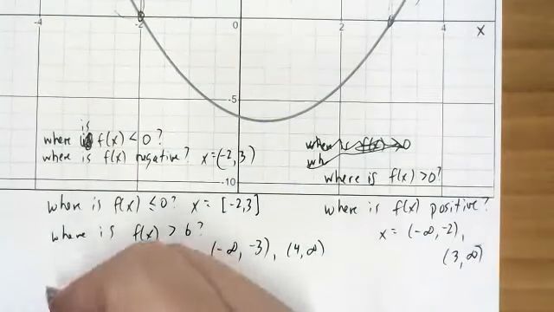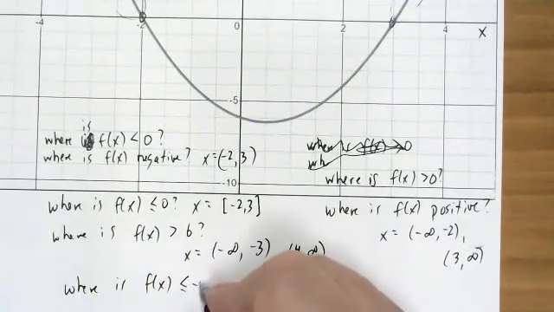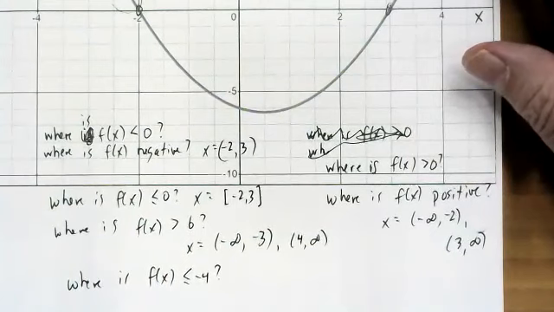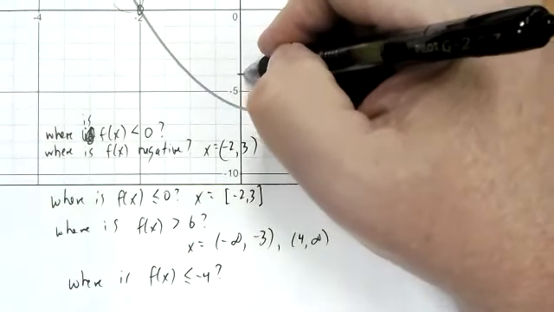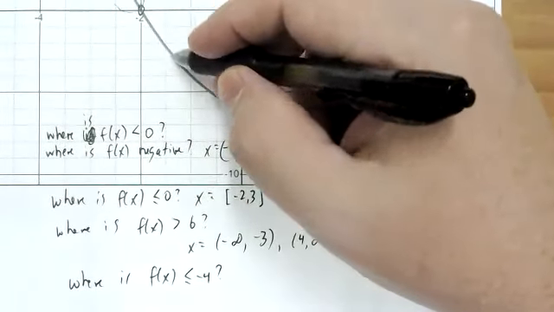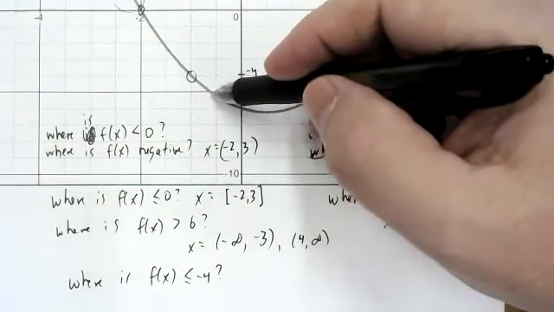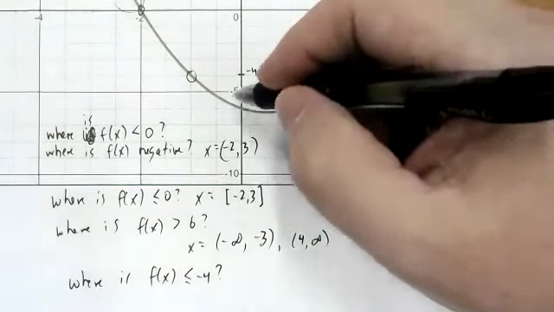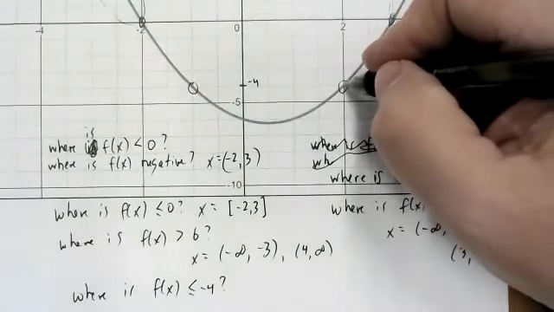And one last one, how about where is f of x less than or equal to negative 4? So we've got to find out which part of this graph is the function less than or equal to negative 4. Negative 4 is right here. So I'm looking at less than or equal to, so I come here, here's where the function is less than negative 4, and it stays less than negative 4 until right here. So in a sense, when the question is where is f of x less than or equal to negative 4, it's got to be this part.